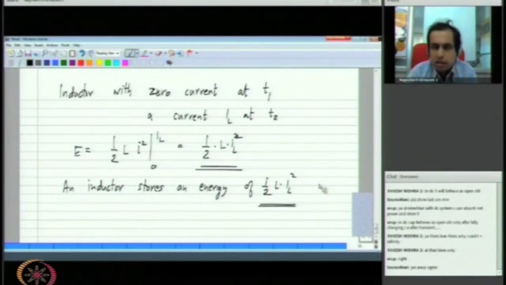And by similar logic to what we employed earlier, we can show that by discharging from some current IL to zero current, you can recover all of the energy. So the inductor also does not dissipate any energy, and it stores an energy of half L IL square. It also doesn't depend on how you reach IL. You could reach it gradually, you could reach it abruptly, and you could go back and forth between positive and negative values and reach that. As long as you are at a current of IL, you will have an energy stored which is half of L IL square in the inductor. Any questions about this?